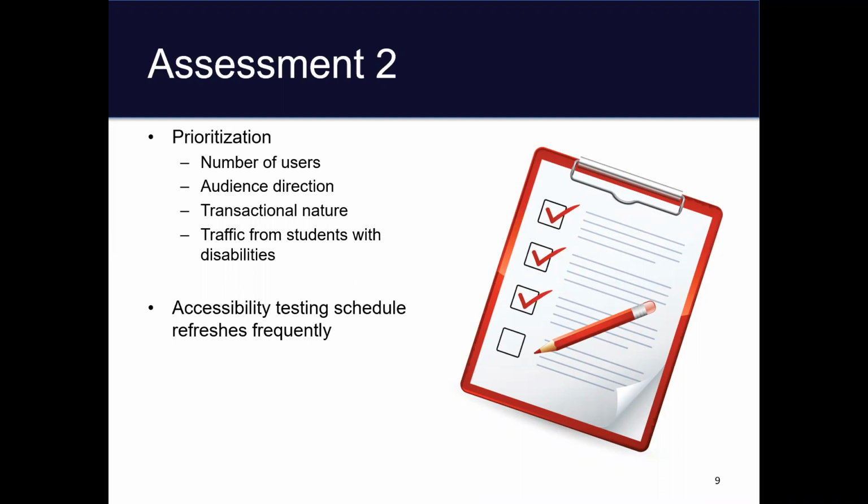Transactional sites also draw attention, such as UConn's Connecticut Repertory Theater site, because patrons contract business there. Finally, sites used regularly by students with disabilities, such as the MyAccess portal from the Center for Students with Disabilities, are of high importance. UConn's starting point for testing existing websites is where these criteria intersect.